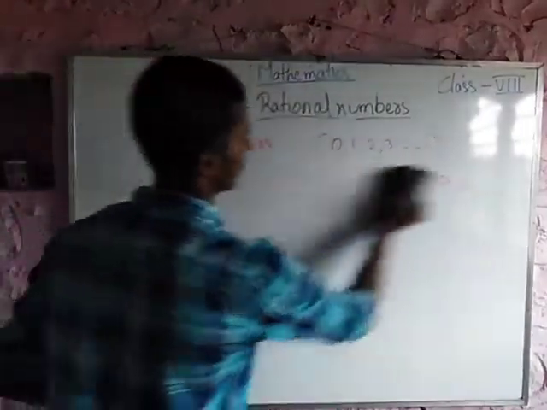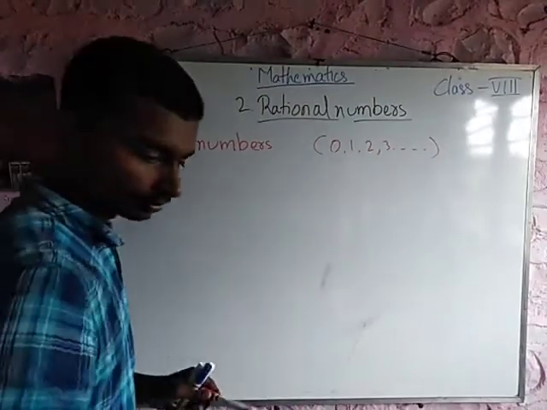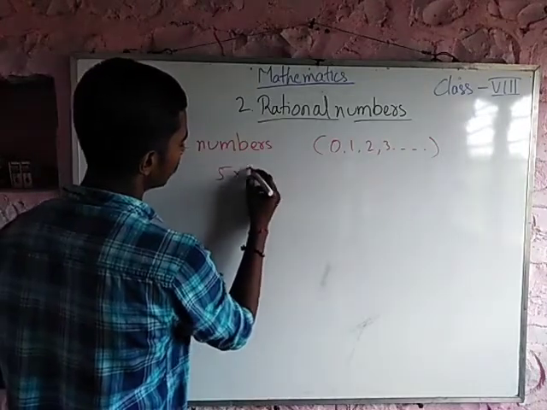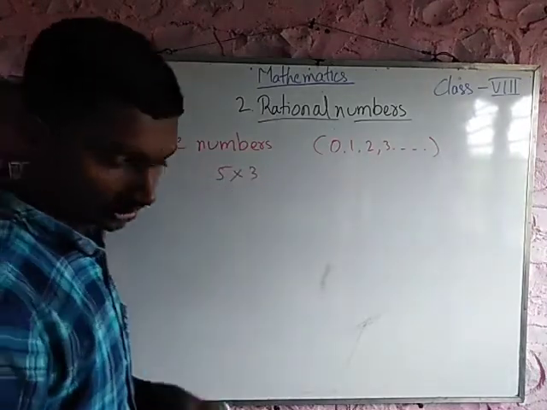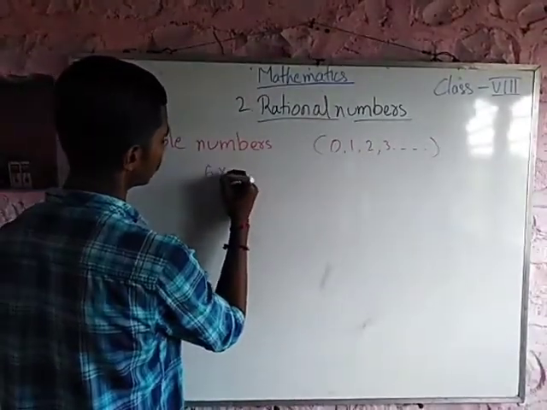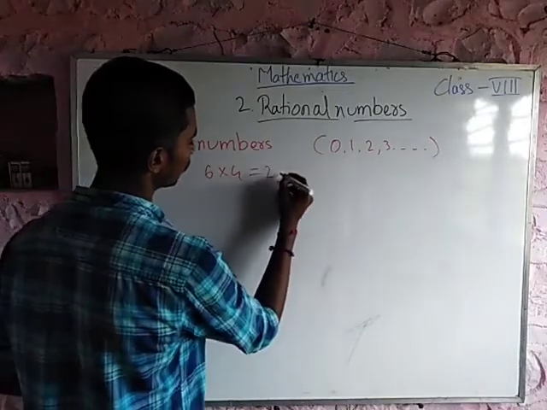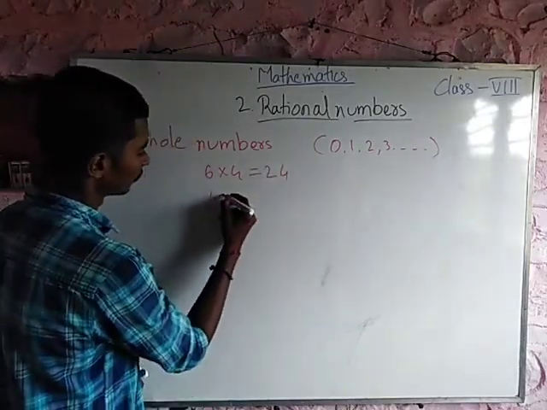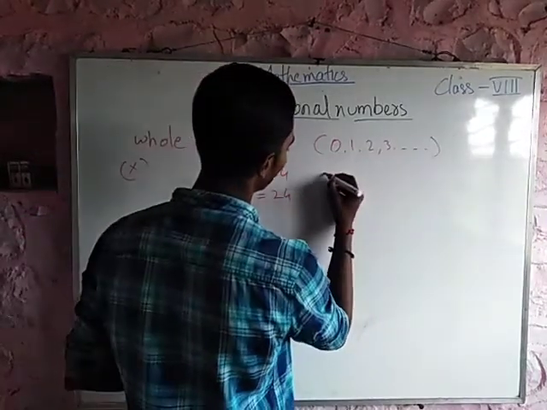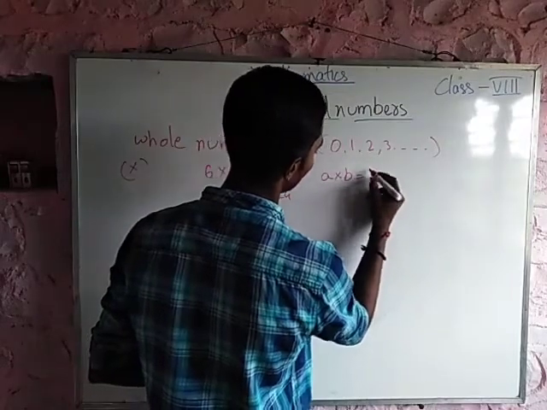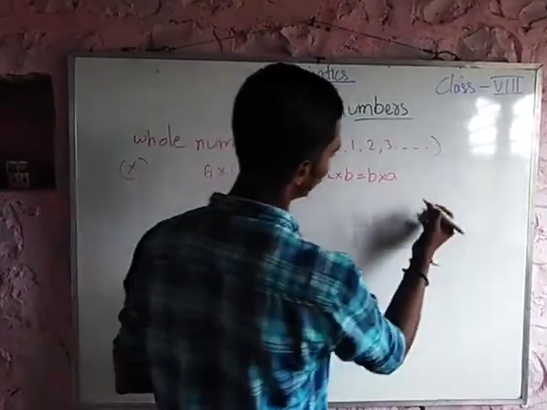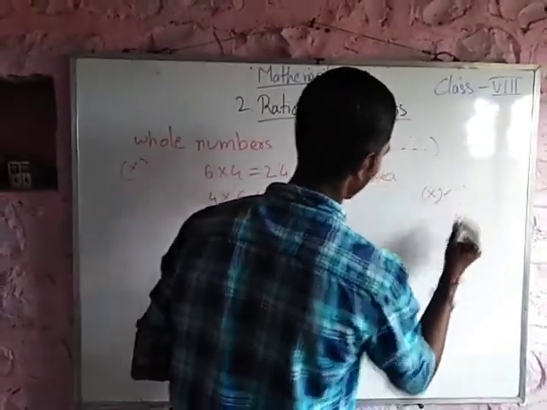Now multiplication. 5 into 3. Okay, why only 5 and 3? Let us take some other numbers. 6 into 4 is equal to 24 and the other way, 4 into 6, is equal to 24. So both are the same, which gives me that a into b is equal to b into a. So whole numbers are commutative under multiplication also.